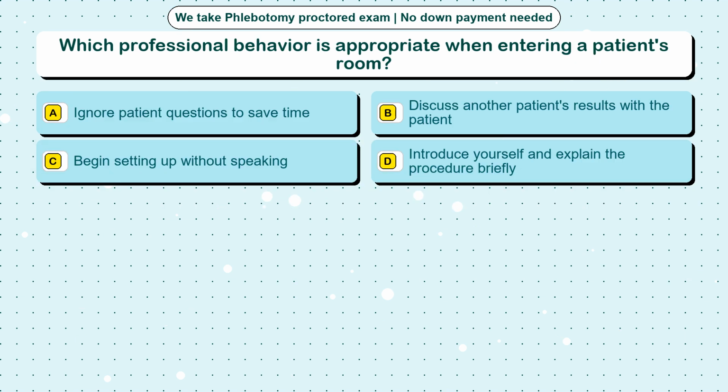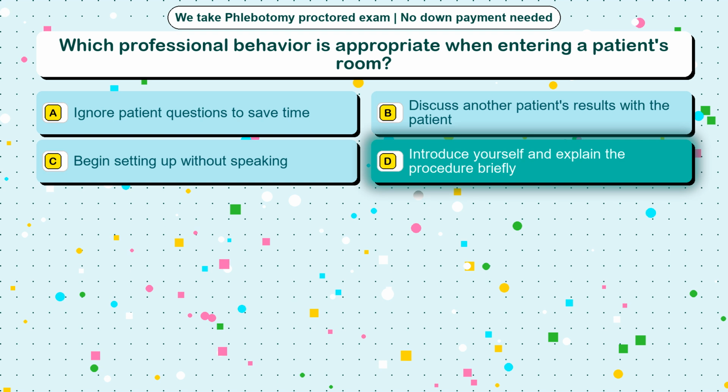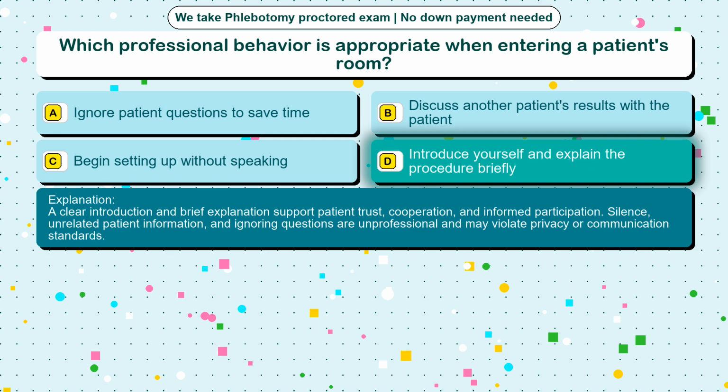Question 62. Which professional behavior is appropriate when entering a patient's room? Option A, ignore patient questions to save time. Option B, discuss another patient's results with the patient. Option C, begin setting up without speaking. Option D, introduce yourself and explain the procedure briefly. The correct answer is option D, introduce yourself and explain the procedure briefly. A clear introduction and brief explanation support patient trust, cooperation, and informed participation. Silence, unrelated patient information, and ignoring questions are unprofessional and may violate privacy or communication standards.